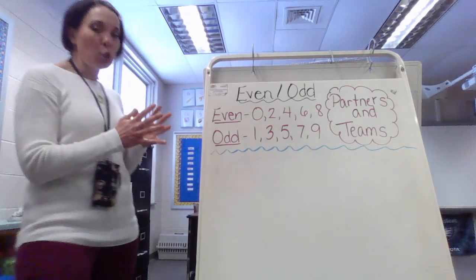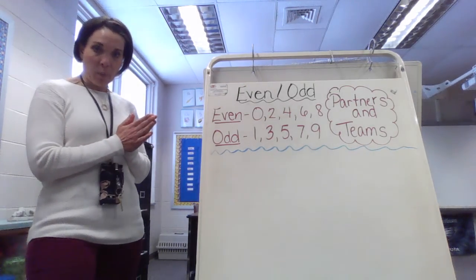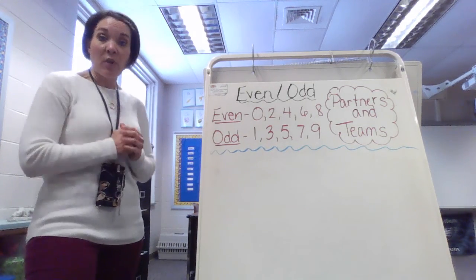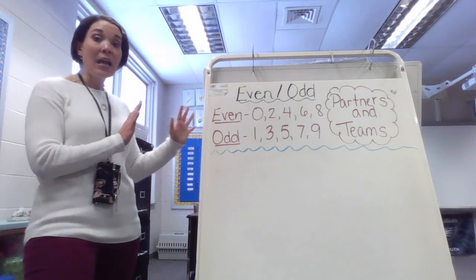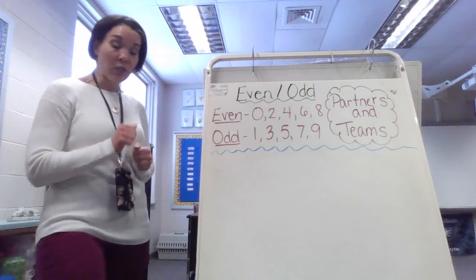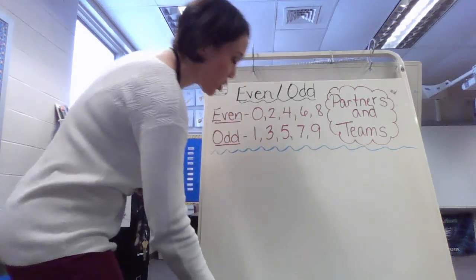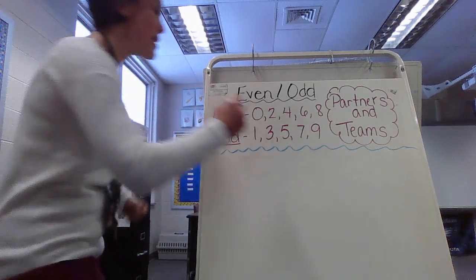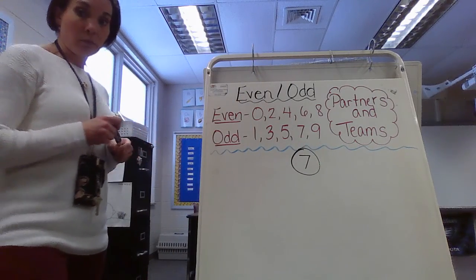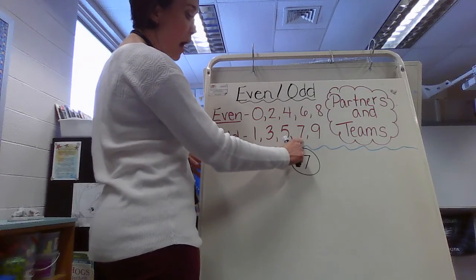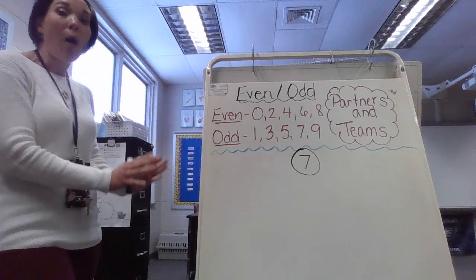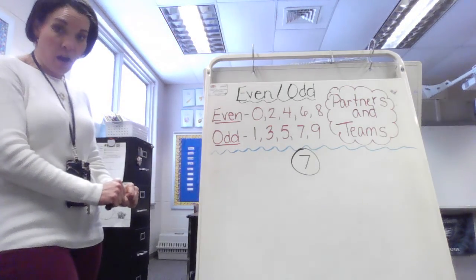We're going to talk about individual numbers, making them into partners and making them into teams, so you can see if the number is even versus odd. Let's go ahead and do that. The first number I want to start with is 7. According to my rhyme, 7 would be odd. Now we're going to show how it can be considered odd.